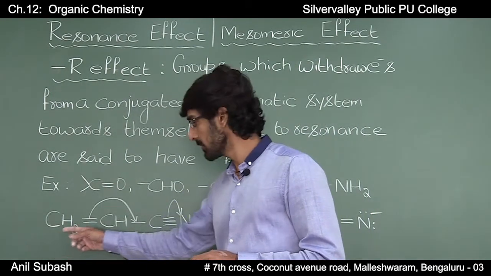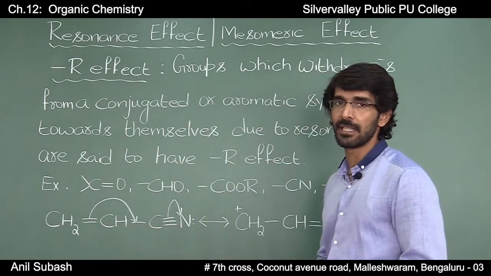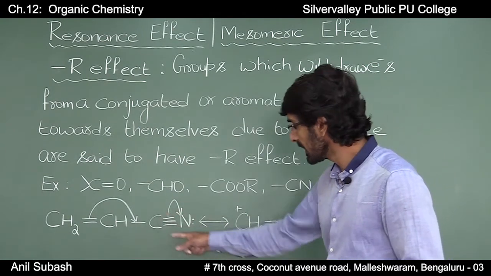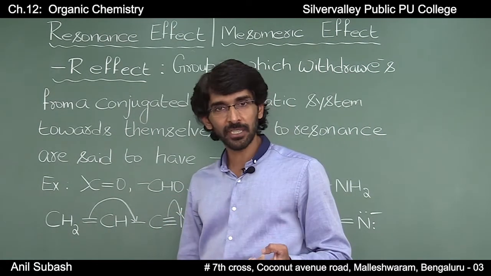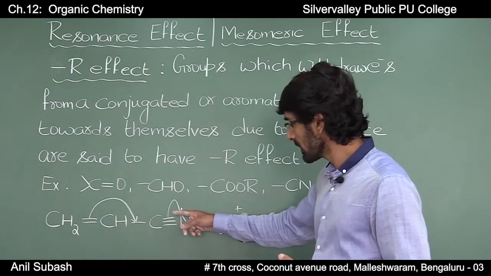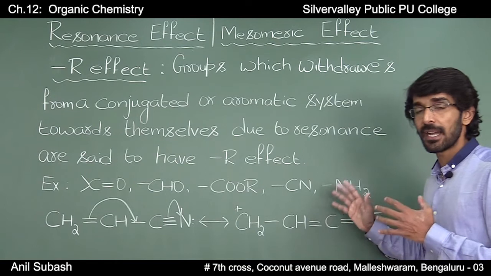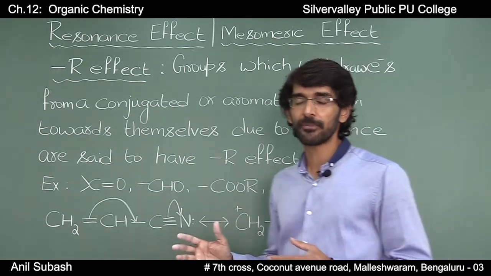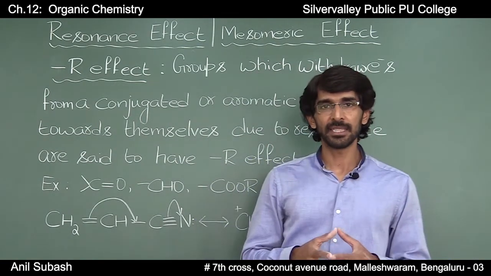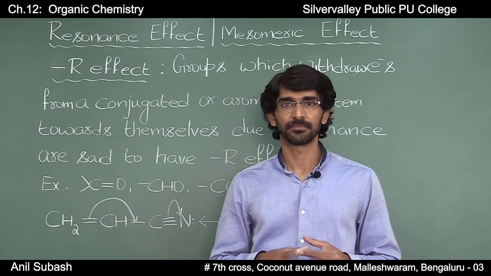Now let us consider acrylonitrile, that is CH2=CH-CN. In this case, CN is an electron withdrawing group. It withdraws electrons from the conjugated system towards itself, and this type of effect is known as the minus R effect.